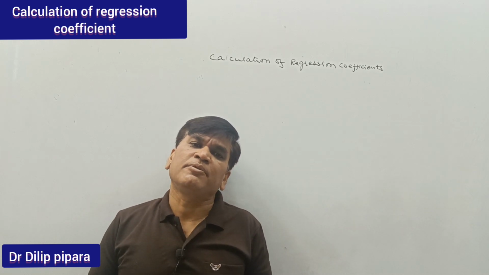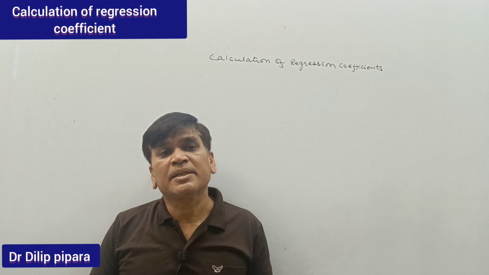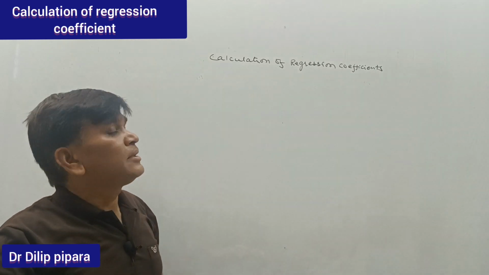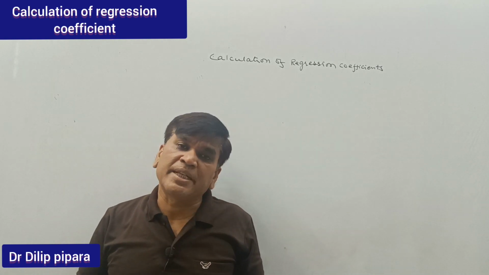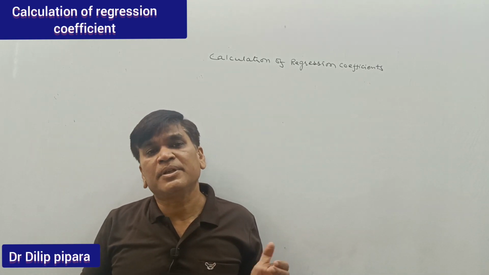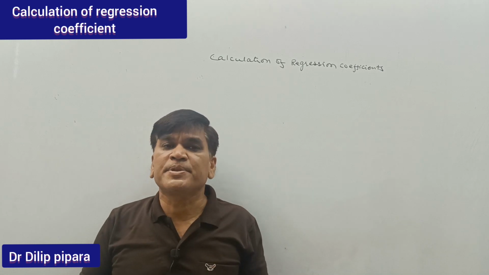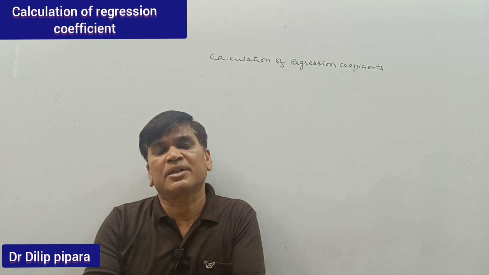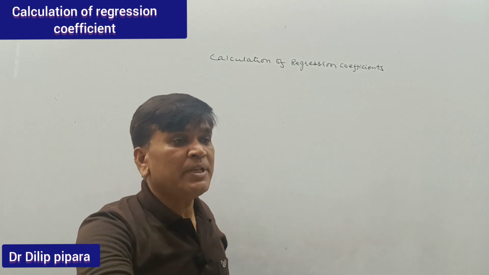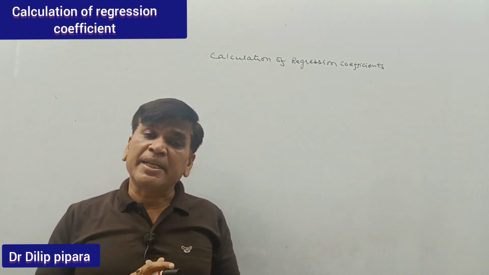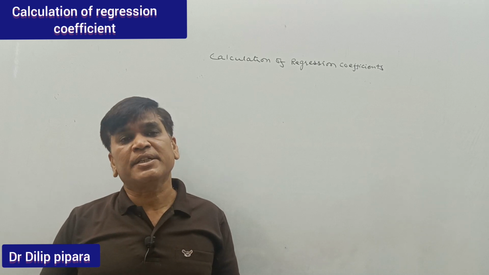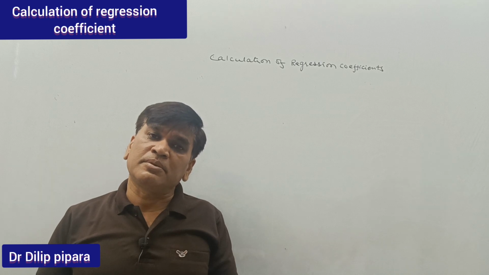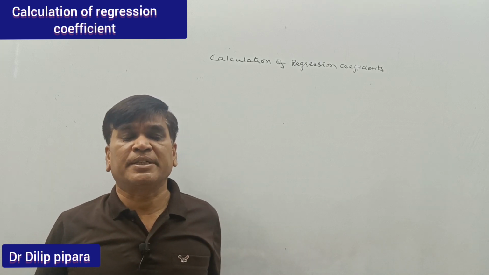In today's video, we will learn how to calculate the regression coefficient. I have taken the topic of calculation of regression coefficient: how we can calculate bxy and byx. We have three types of methods, as in correlation. The very first we will discuss is the direct method of regression coefficient. Then we will discuss the assumed mean method of calculating regression coefficient, etc.